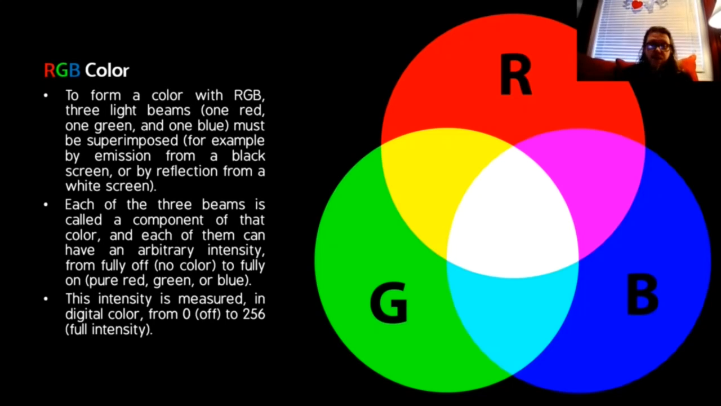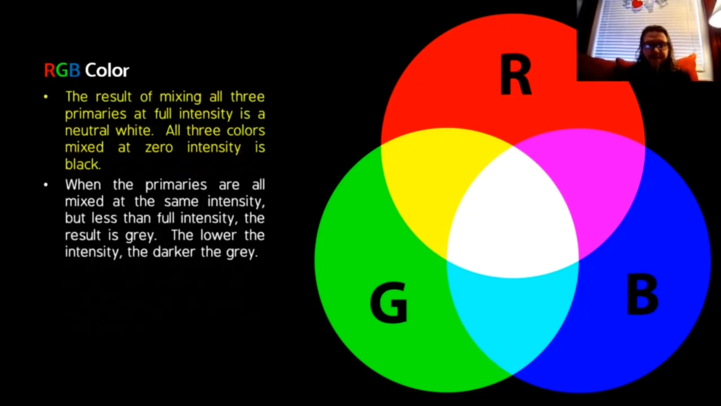255. So there are 256 settings, which is where I got confused there and accidentally put a 6. All right, 0 is fully off, and 255 is full intensity. And it may not make a whole lot of sense to you right now, but you'll see how that works here in a moment. The result of mixing all 3 primaries at full intensity is a pure neutral white.